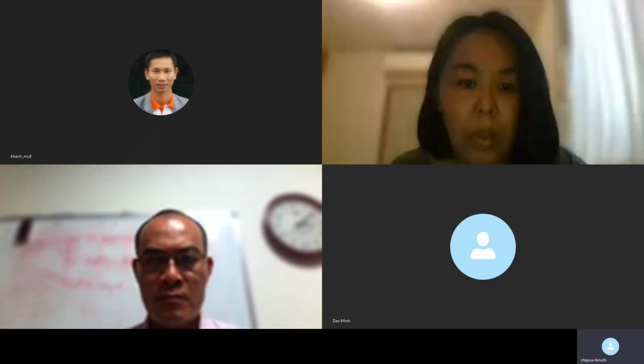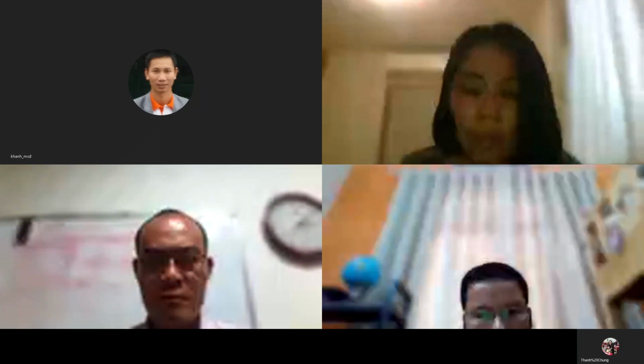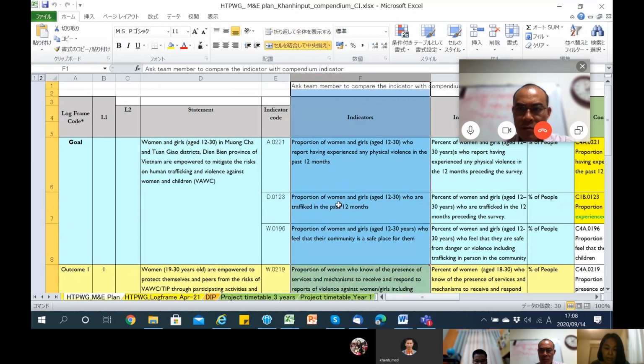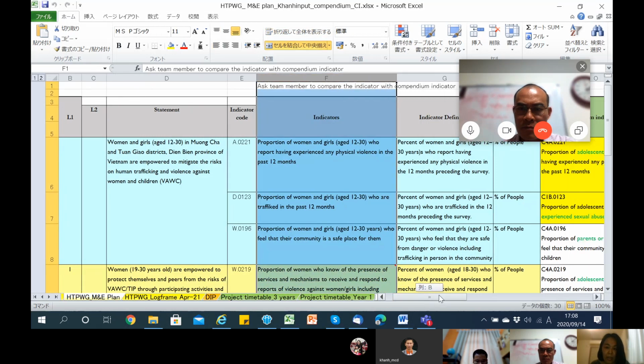And if you see it, these are the indicators. This is the M&E plan that I have at the moment. And these are the indicators. Column F, these are the indicators.